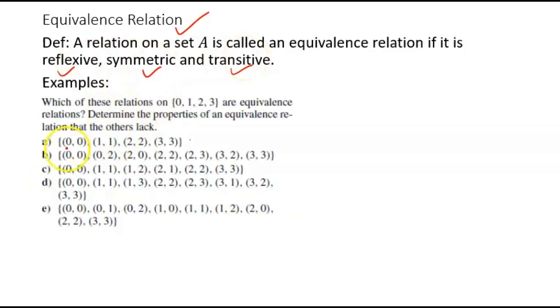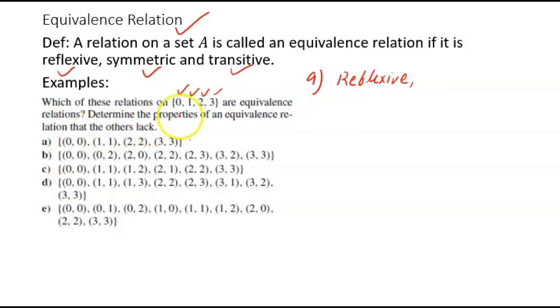To understand it better, let us look at some of the examples which I have written over here. Start with the first example. It is going to have (0,0), (1,1), (2,2), and (3,3). So all elements of the form (a,a) are there, because in A we have 0, 1, 2, and 3. So this relation is a reflexive relation. There is no confusion here.